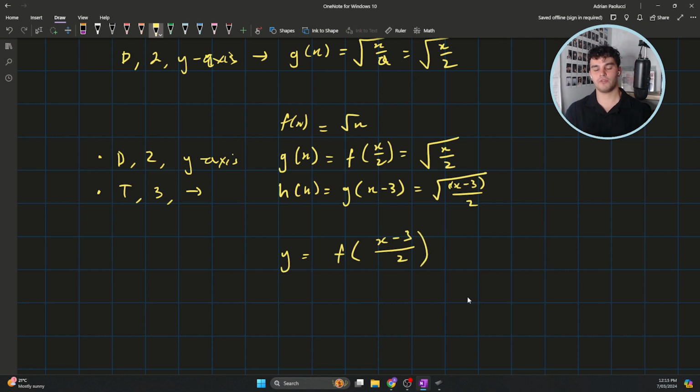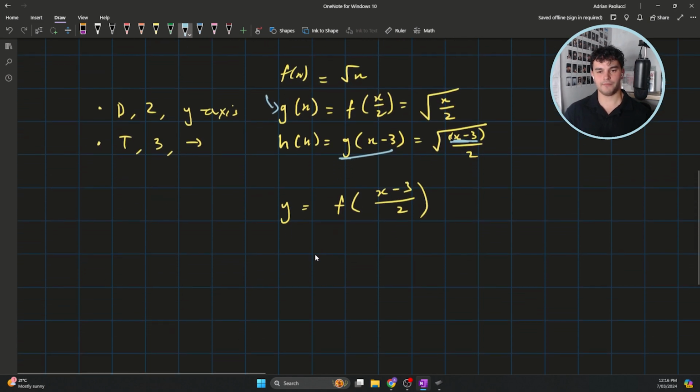But the reason why I split it up is because a lot of times people do get confused with the translation. Does it go on the x or does it go on the outside? If you split it up into multiple steps, that solves that issue. Because as you can see, I labeled this one g of x, and that simplified my notation when I made h of x. It's just g of x minus 3. And it's very clear if I split it up like that, that x minus 3 goes on the numerator. It actually doesn't go on the outside.